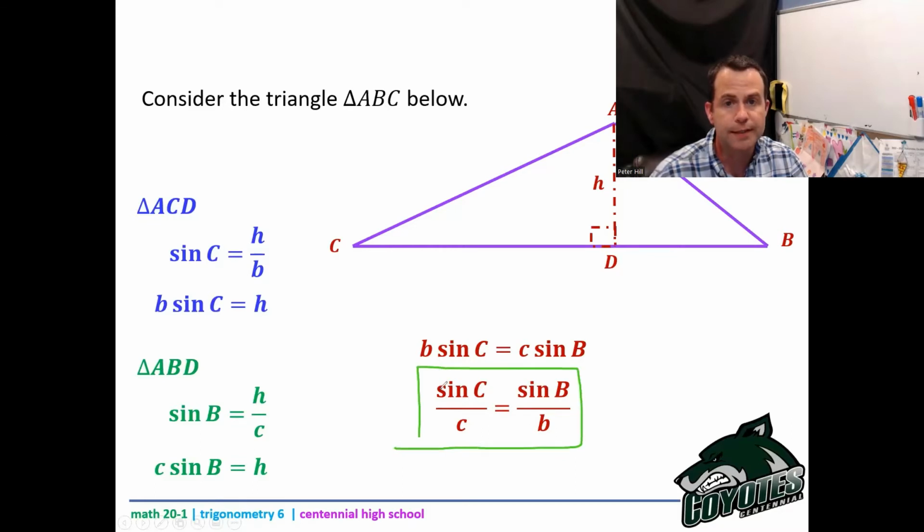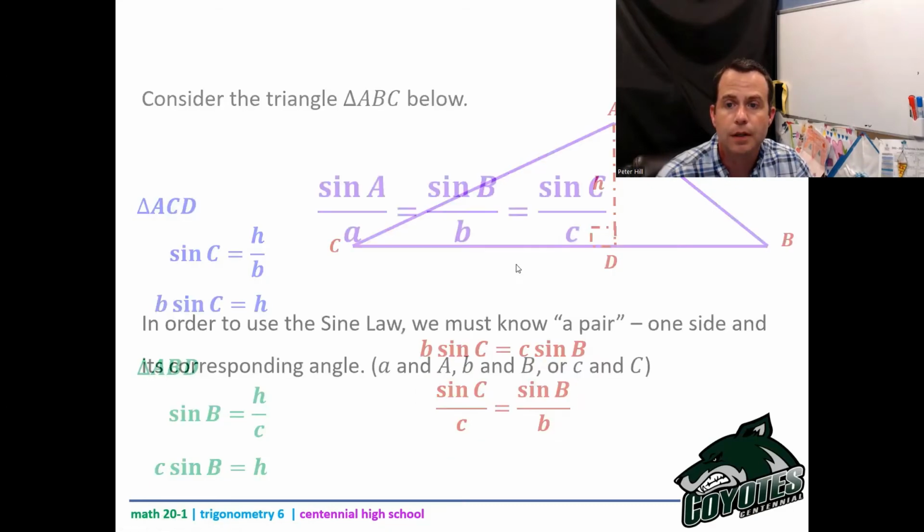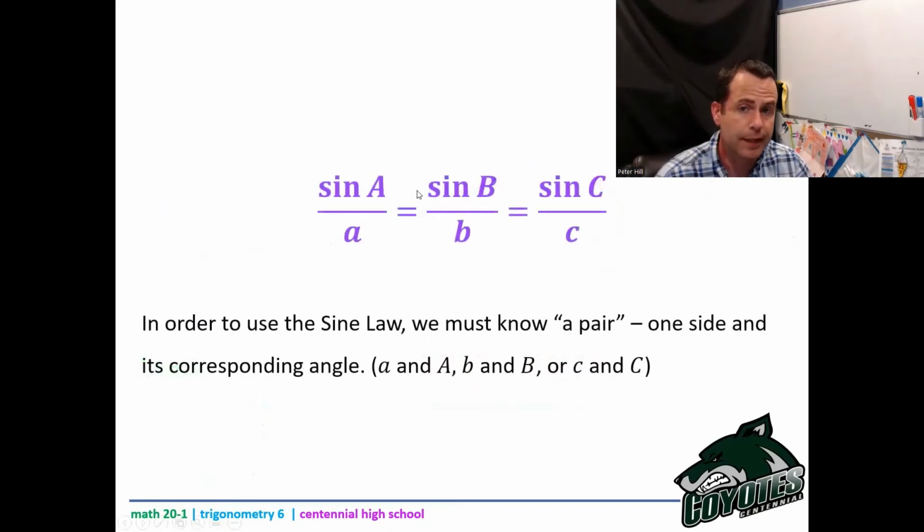Okay, what that's saying is any ratio of the sine of that angle with its opposite side will always be the same thing. So this is it officially. Now, we use all three of them. So we say sine of A over A has to equal the same thing as sine of B over B, which has to equal the same thing as sine of C over C.